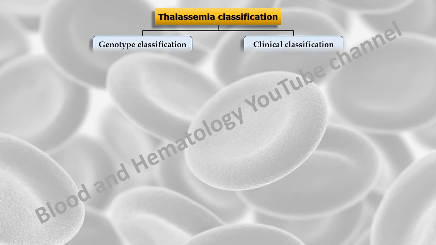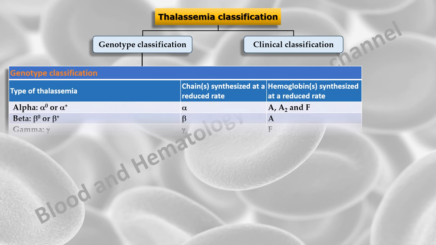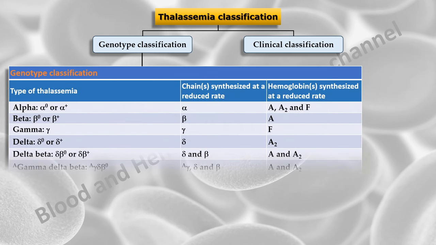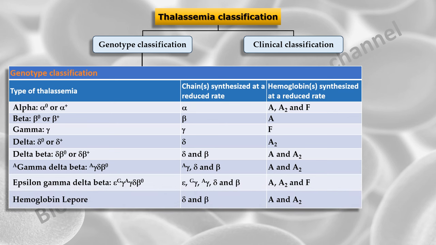Thalassemia can be classified according to the genotype or clinical features. The genotype classification is based on gene or genes affected by the mutation, heterozygous or homozygous state, absent or reduced rate of globin synthesis, and so forth.